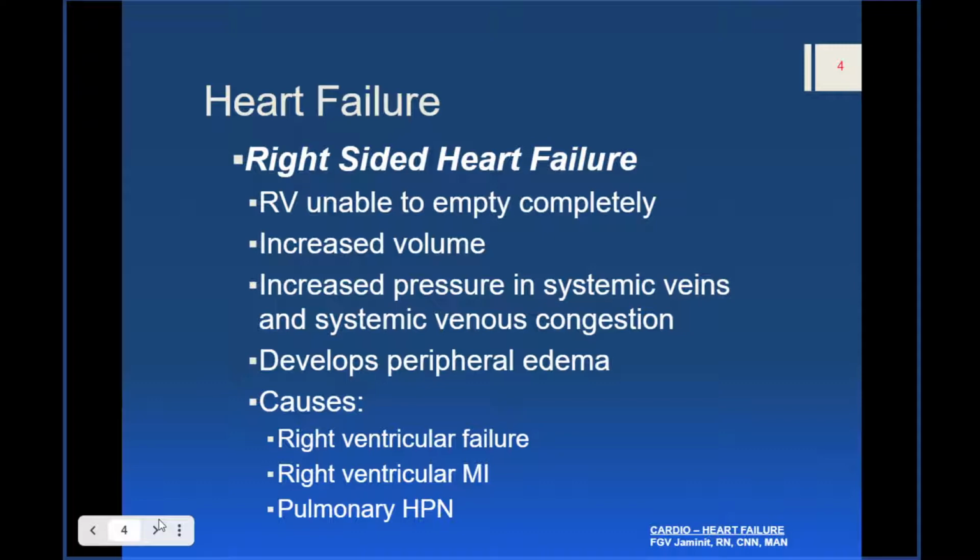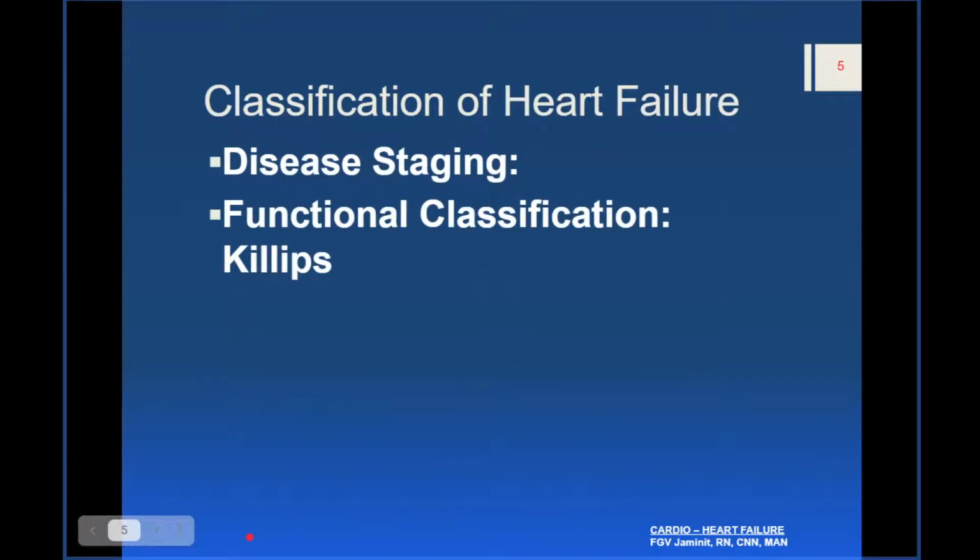So, patient may have an increase in volume of the blood and increase in pressure in systemic veins, and therefore systemic venous congestion can happen. So, develops peripheral edema, and the usual causes of right-sided heart failure would be right ventricular failure, right ventricular myocardial infarction, or at times pulmonary hypertension.